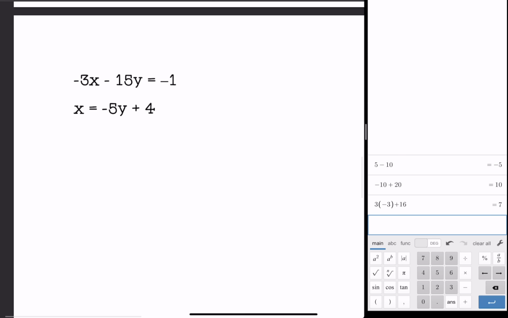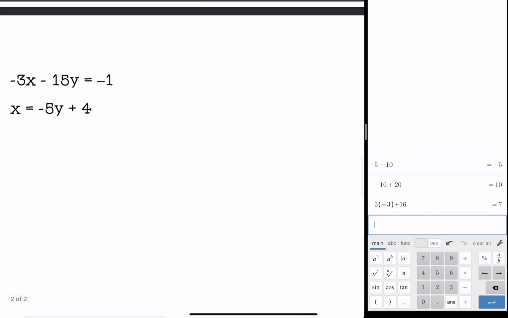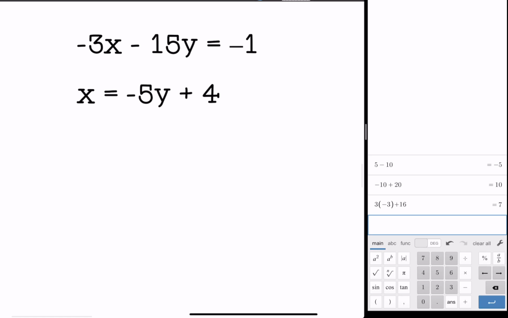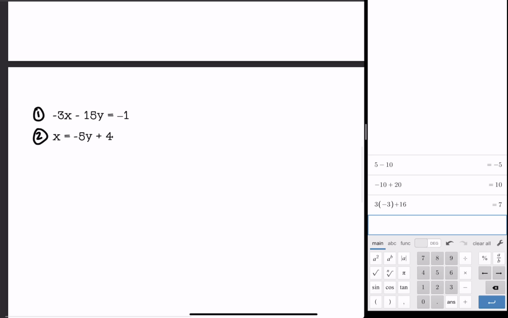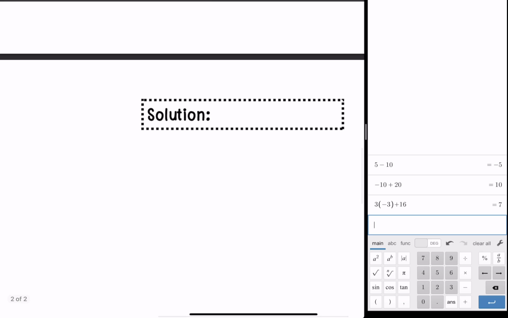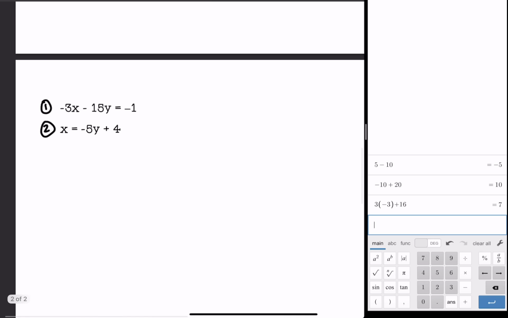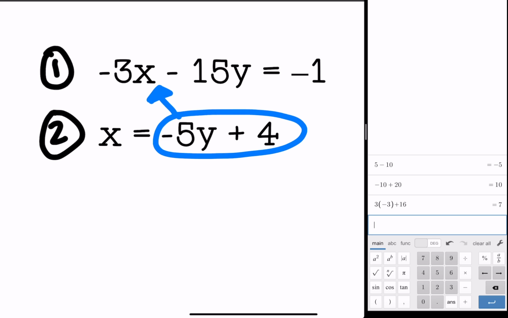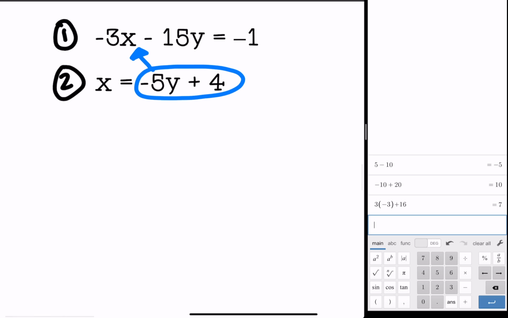Let's look at the next one. Be careful. The next problem you might have to fix because it might have a boo-boo, so just be careful. Check yourself before you wreck yourself. Okay, so we have our first equation. We have our second equation. We need to remember that our solution is always written as x comma y. So in this equation, we have x equals stuff in the second equation. So x equals stuff, which means we're going to replace x in our first equation with all of that stuff.